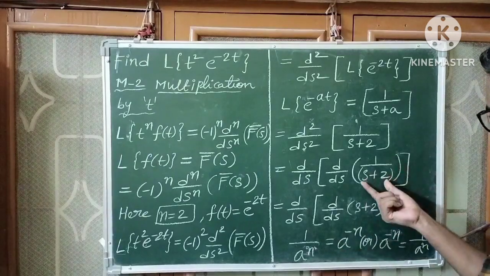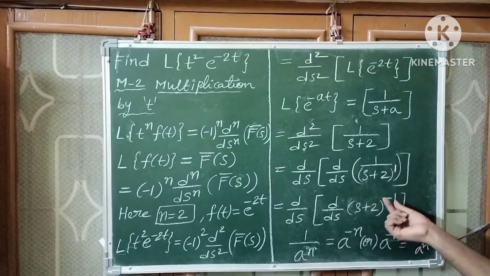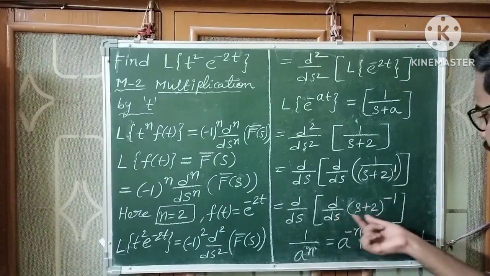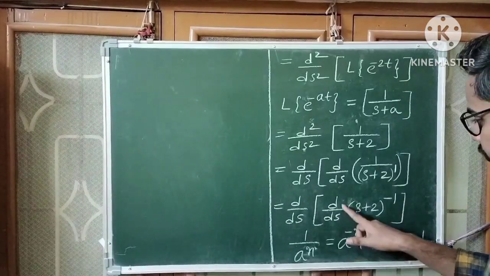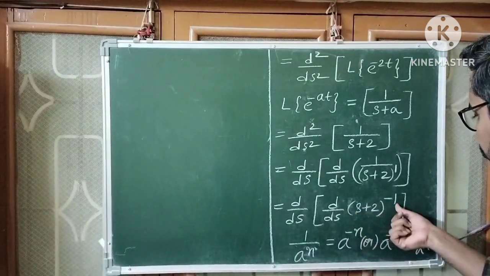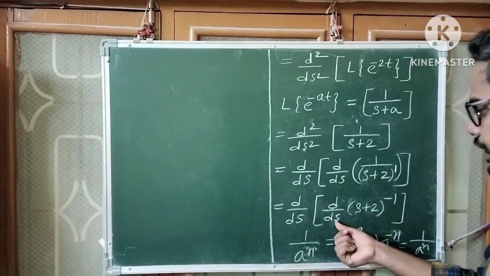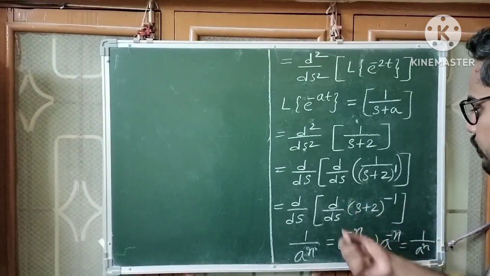Similarly, 1 by s plus 2 whole power 1, we can write it as s plus 2 whole power minus 1. Now apply the derivative formula here. See, this is like the derivative of s plus 2 whole power minus 1 with respect to s. So d by ds, derivative of this function with respect to s.